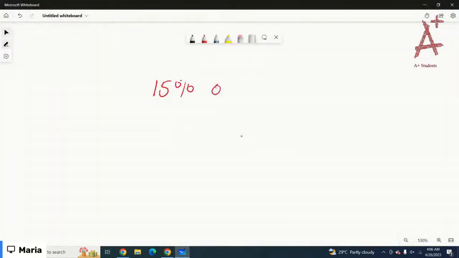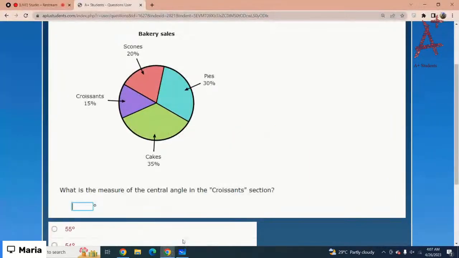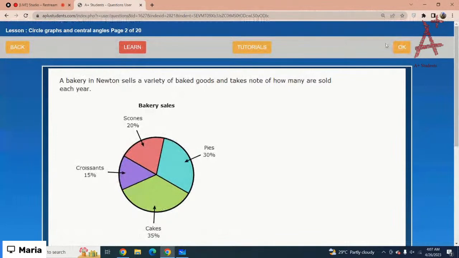Let's just calculate 15% of 360. So it is 15 over 100 times 360. So 15 times 360 divided by 100 is 54 degrees. So the correct option is 54 degrees. Very good. That is 54 degrees.